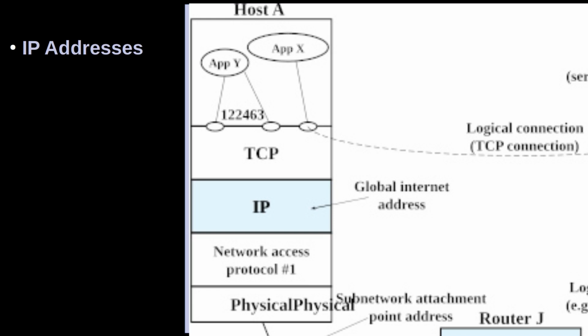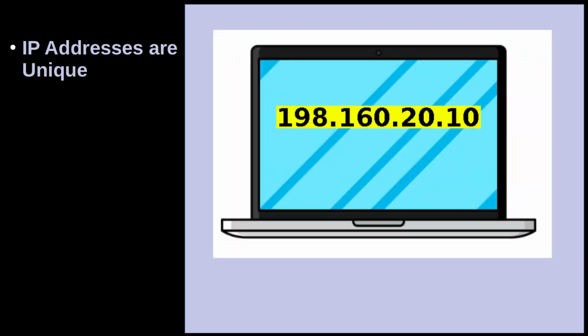We use the term IP address to mean a logical address in the network layer of the TCP/IP protocol suite. Each host on the internet is assigned a unique IP address so that no two machines on the internet can have the same IP.